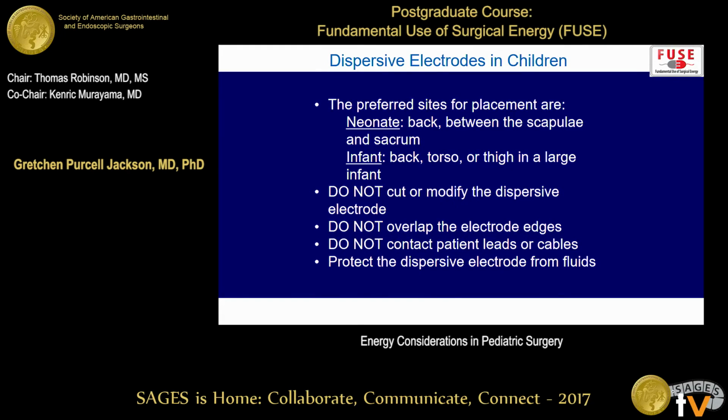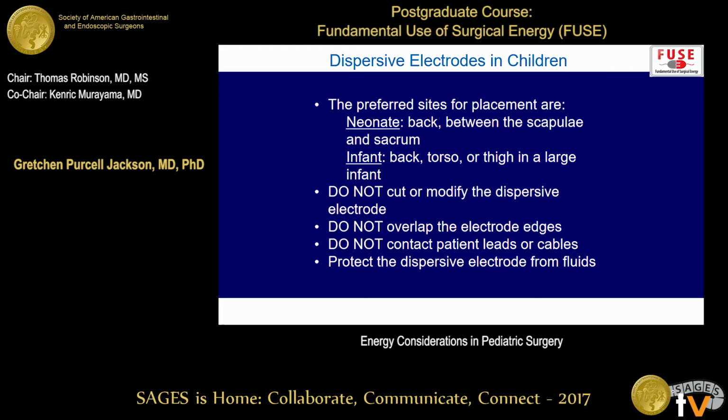The preferred sites for babies: in a neonate, you want to put the dispersive electrode on the back between the scapula and the sacrum. In a larger infant, you can put it on the back, on the torso, or sometimes on a thigh. And the rules are the same for children as adults. You cannot cut or modify that. You don't want to overlap with any other electrodes, and you want to make sure you don't have contact with any patient leads or cables.